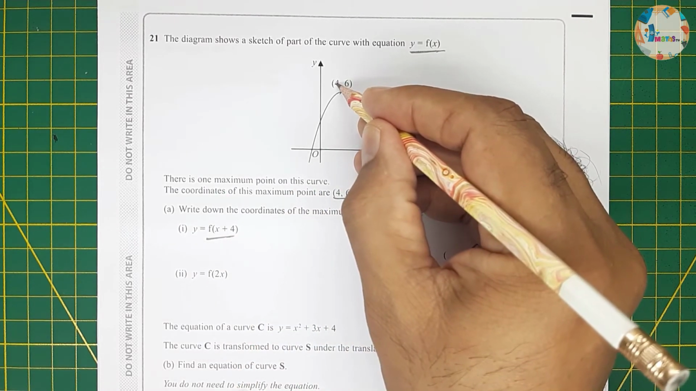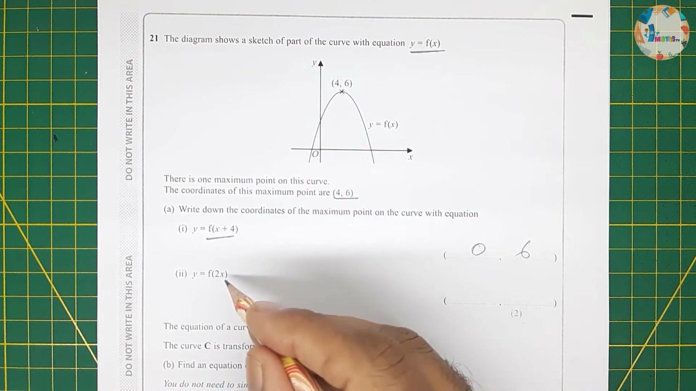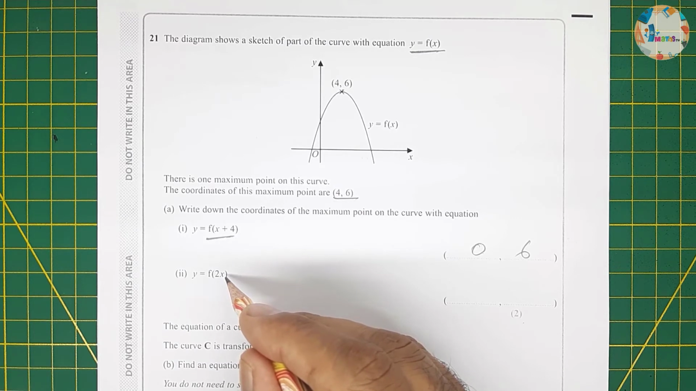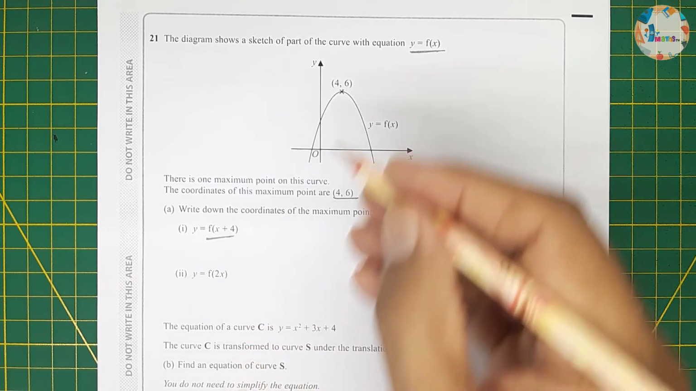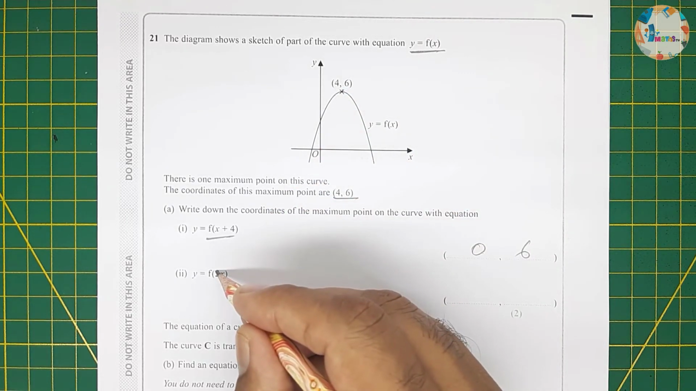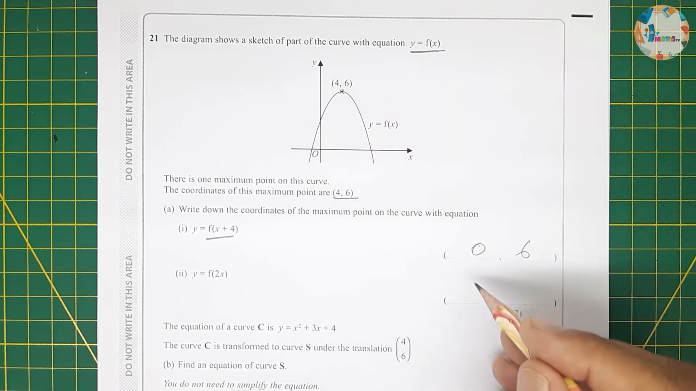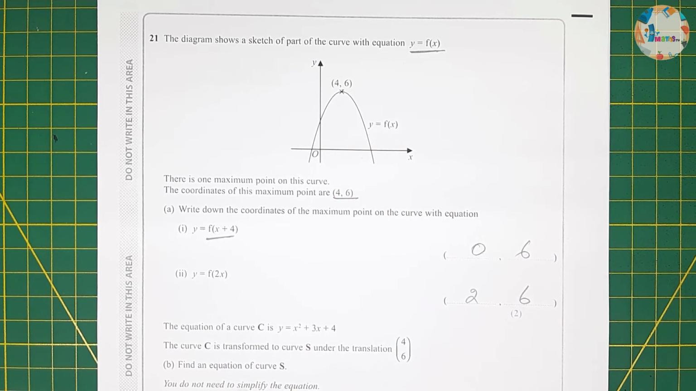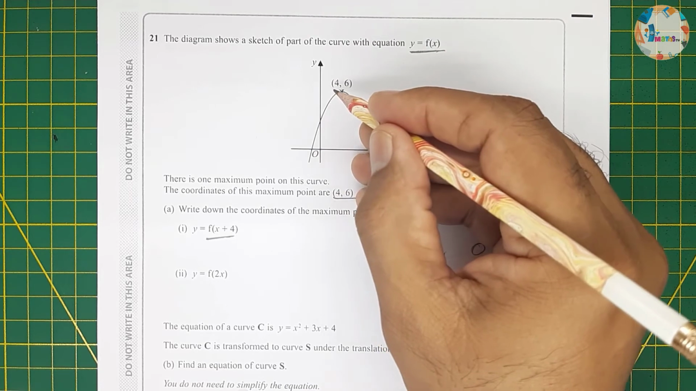So this will be 4 minus 4, which is 0. So this coordinate will change. Similarly, for the second part, the transformation will be 2 units down. So it will be 4 into 1 by 2, which will be 2, and the coordinates will be 2 and 6.